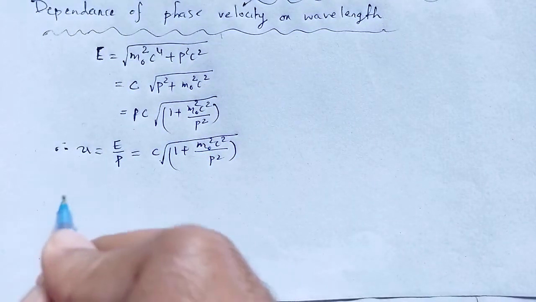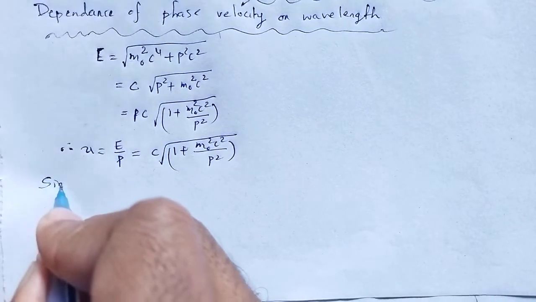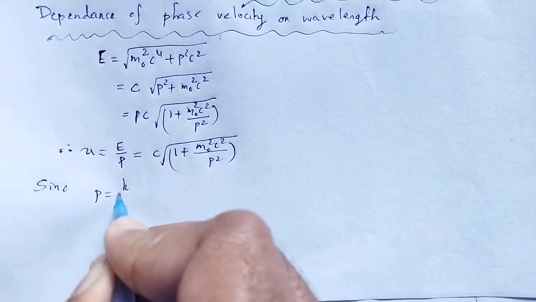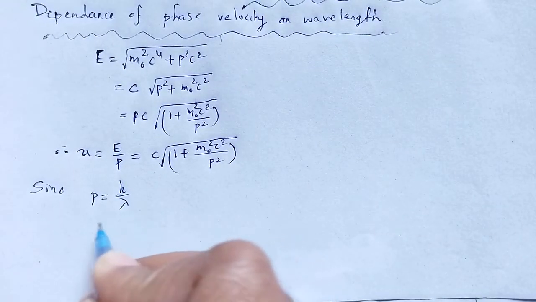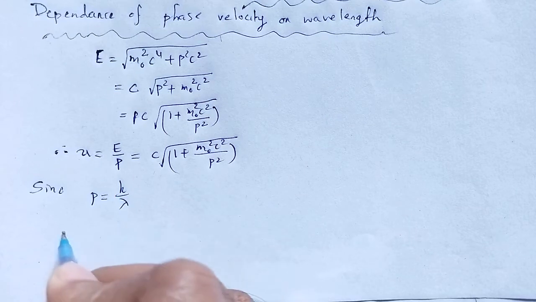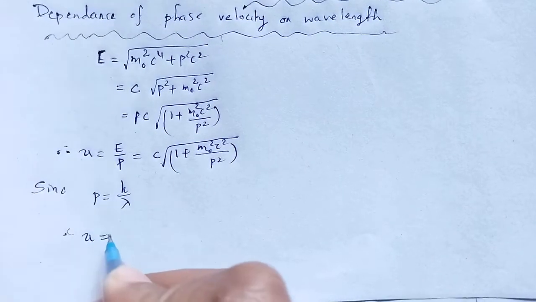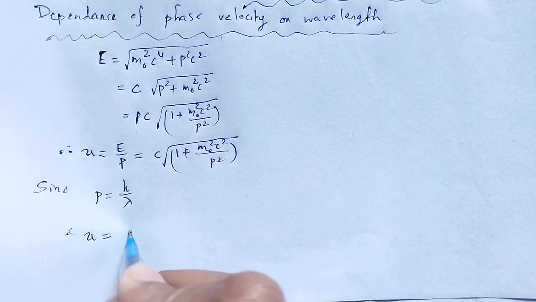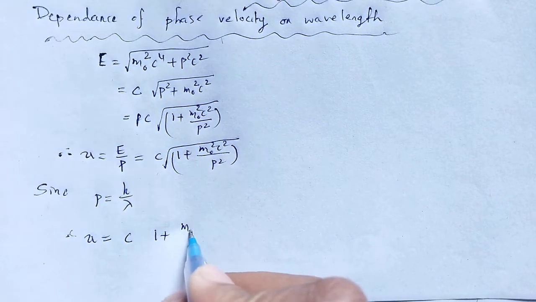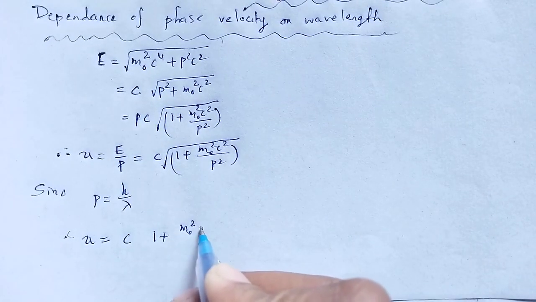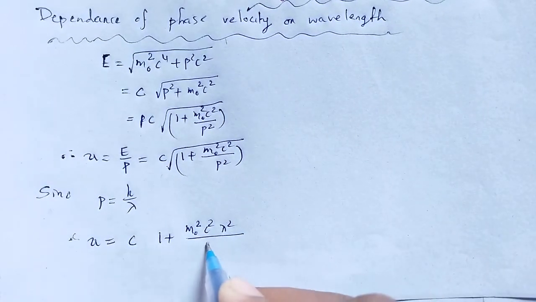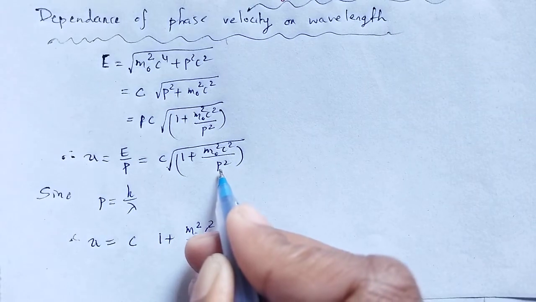Since we know p is equal to h by lambda, therefore in place of p we substitute h by lambda. Therefore u will be c times the square root of 1 plus m0 square c square lambda square divided by h square. We just substituted h by lambda here.